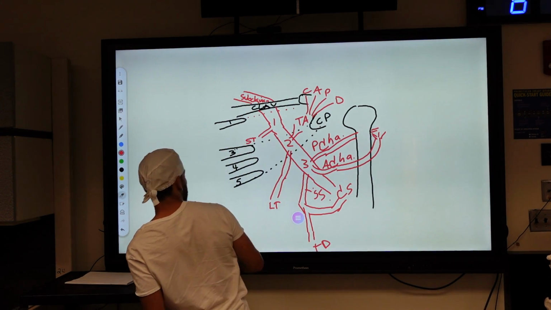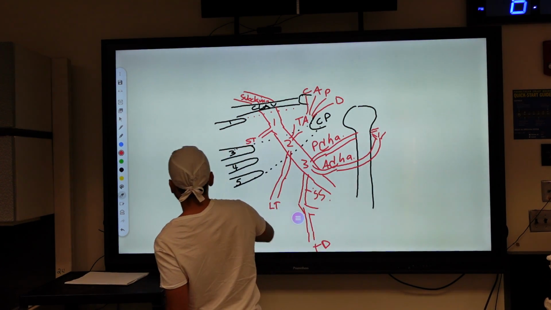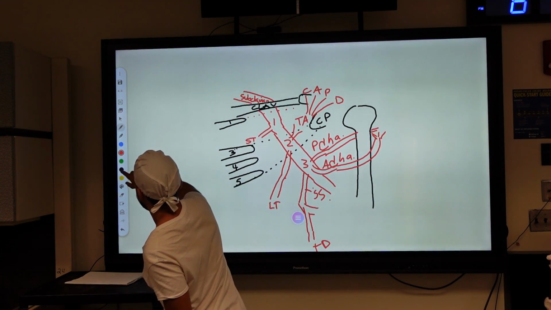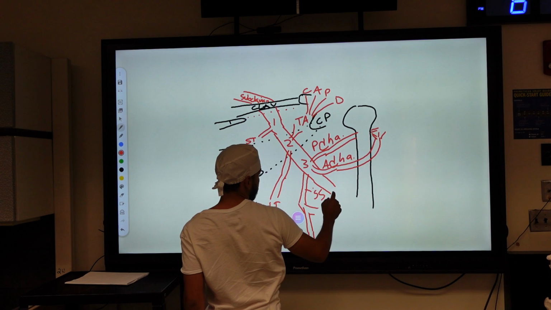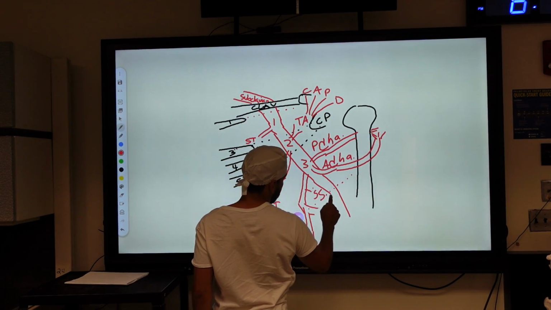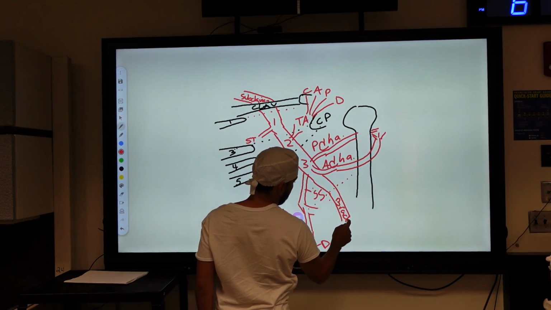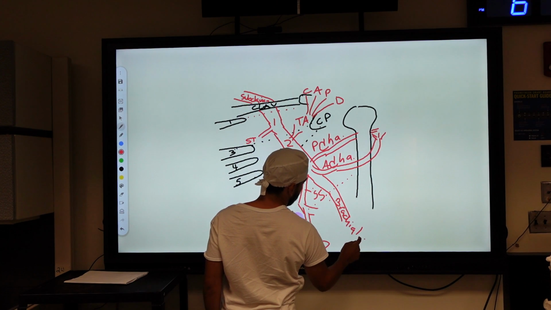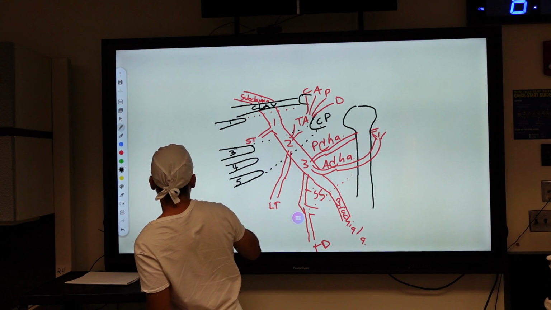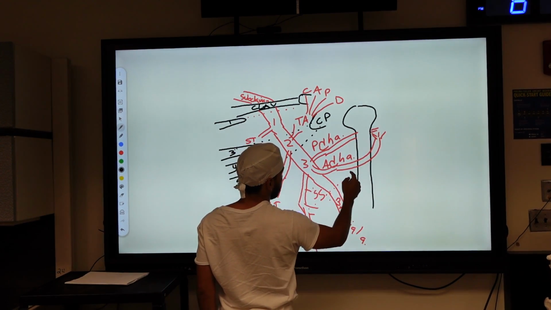I'm going to erase this circumflex scapular for a little while just so we can see what happens here. The axillary artery will continue onward. However, at a certain point, it's going to change name again. It's the same exact structure, but now it's going to be called the brachial artery, or the artery of the arm. That's all that means, the artery of the arm. The question is, where does that happen? It happens at a point here.